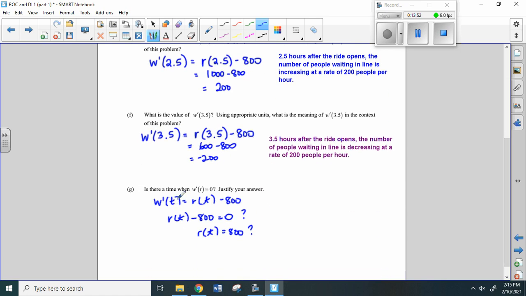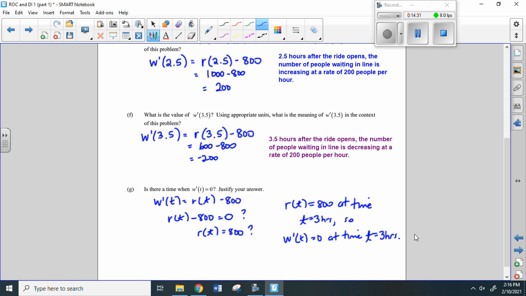Okay, so we had to do a little bit of interpreting. We had to remember what W prime of t was equal to, but asking if that is equal to 0 is the same thing as saying R of t minus 800 is equal to 0, which is the same thing as saying R of t is equal to 800. And we can tell by the picture that R of t equals 800 at time t equals 3 hours. So W prime of t equals 0 at time t equals 3 hours.